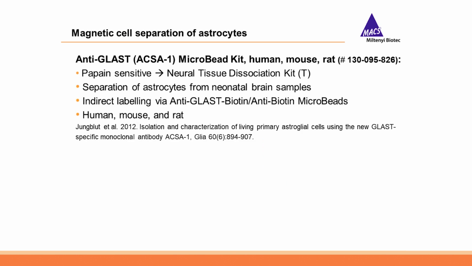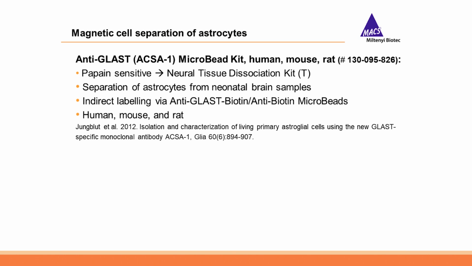Okay, we can conclude now that for the magnetic cell separation, we have two options. The one option is the anti-GLAST ACSA-1 MicroBead Kit. And this allows for separation of astrocytes from neonatal brain samples. As the GLAST epitope is papain sensitive, we have to use the Neural Tissue Dissociation Kit T in that case. And this is an indirect labeling via anti-GLAST biotin and anti-biotin MicroBeads. And the antibody is cross-reactive for human, mouse, and rat.